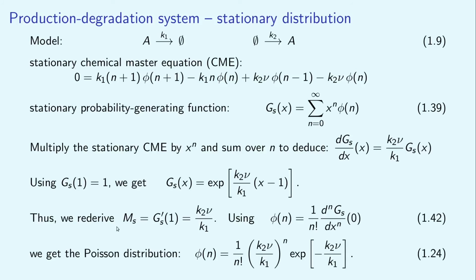In particular, we rederive that the stationary mean is just the ratio of rate constants, k2 nu divided by k1, and the stationary distribution is just this Poisson distribution, obtained by differentiating the stationary probability generating function Gs n times. It is the Poisson distribution with mean ms. Therefore, the stationary variance is also equal to the stationary mean.